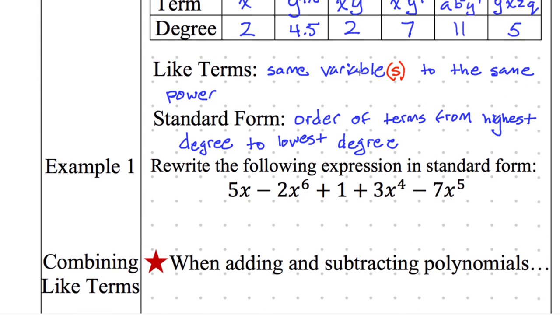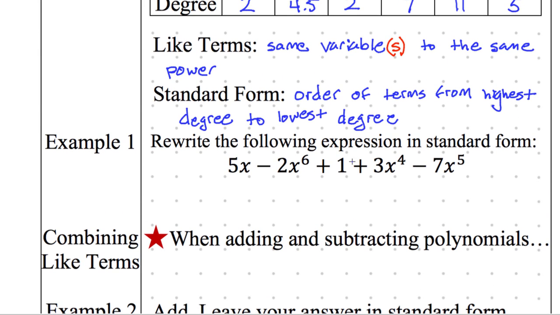All right, so let's try just using standard form. Which of these terms here am I going to write first? Quiet raised hand. Andrea. There it is, negative 2x to the 6. Write it down in your notes.